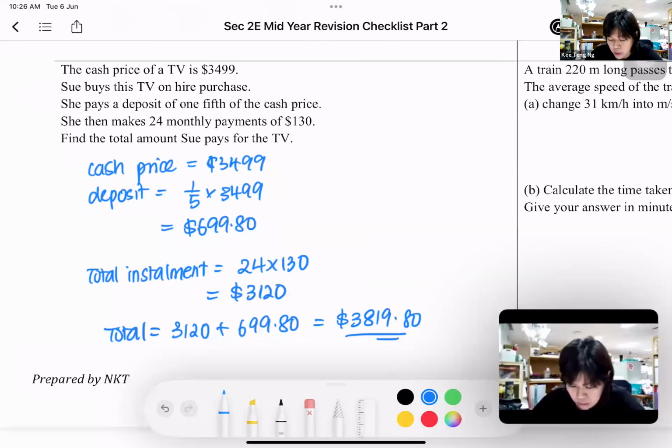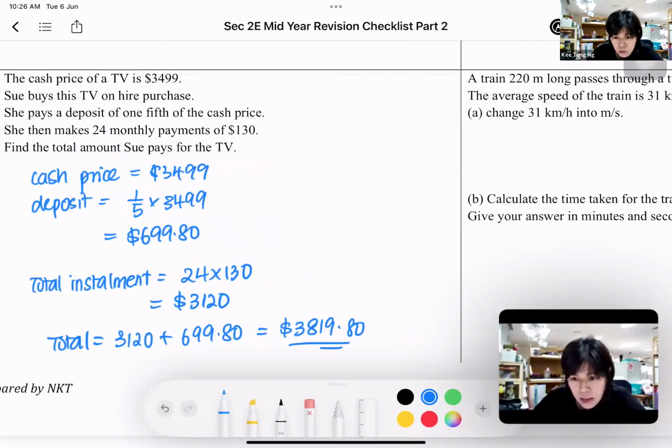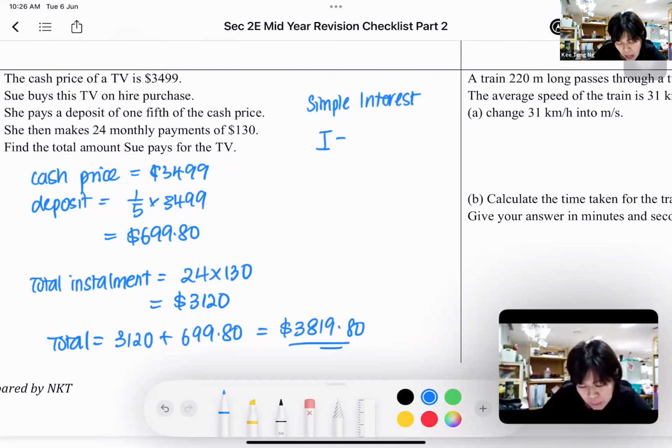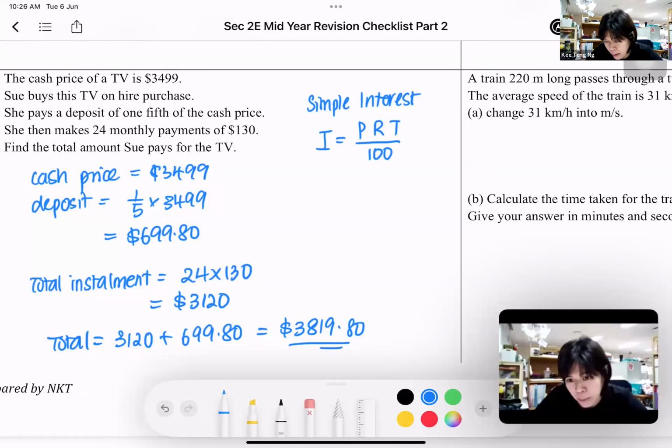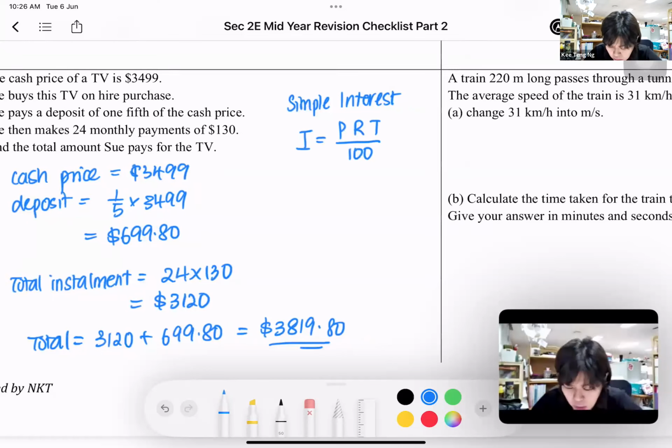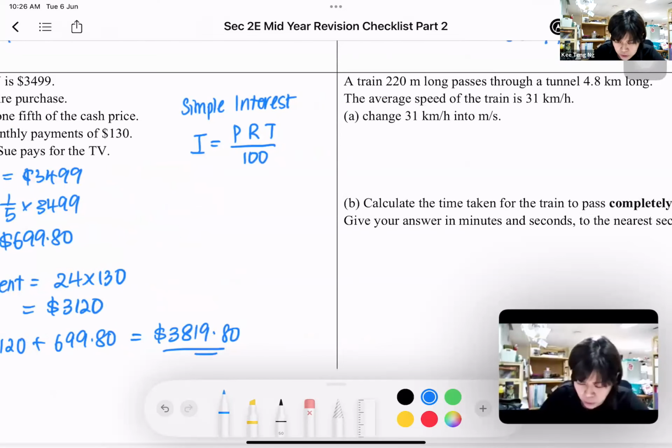This is a simple question. In an exam, they may ask you to calculate interest, so just a recall of the formula. Simple interest formula. You all remember the simple interest formula? I equals PRT over 100. Principal times interest rate times the number of time periods. In case you cannot remember, this is for your revision.